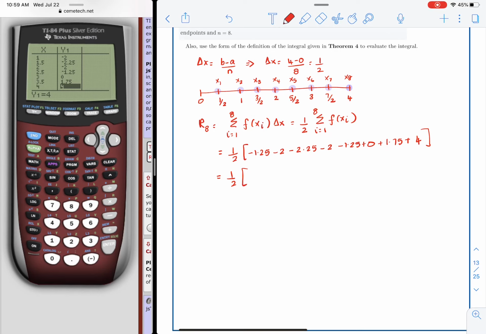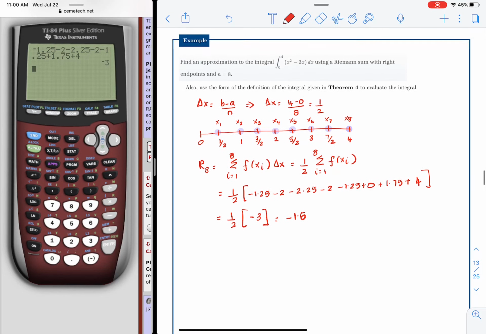So let's sum all that. So we have negative 1.25 minus 2 minus 2.25 minus 2 minus 1.25 plus 1.75 plus 4, get minus 3, so minus 1.5. And that's what we would get when we simply use Riemann sum with right endpoints and n equals 8. That is 5.